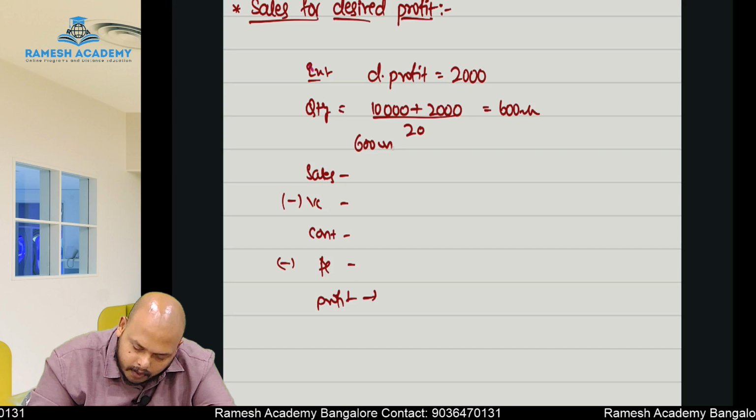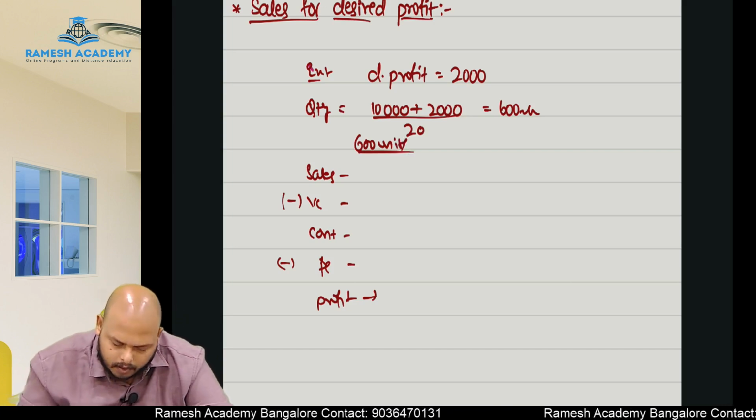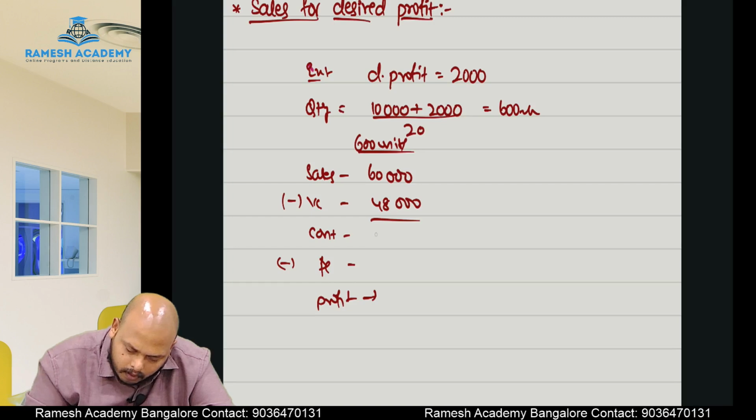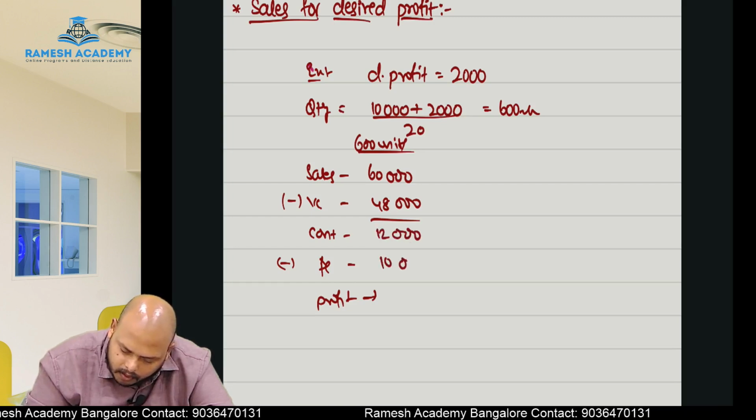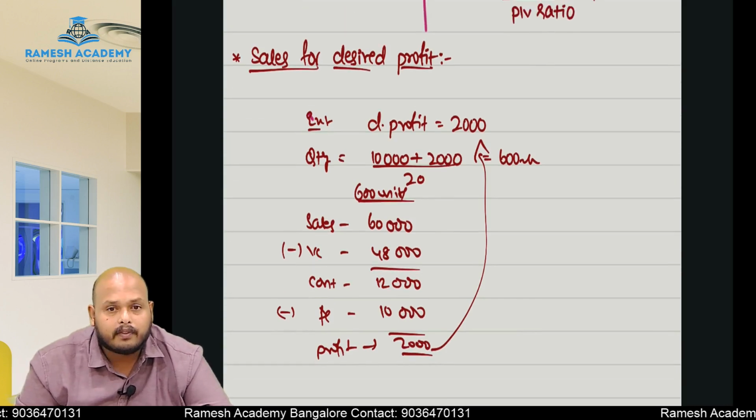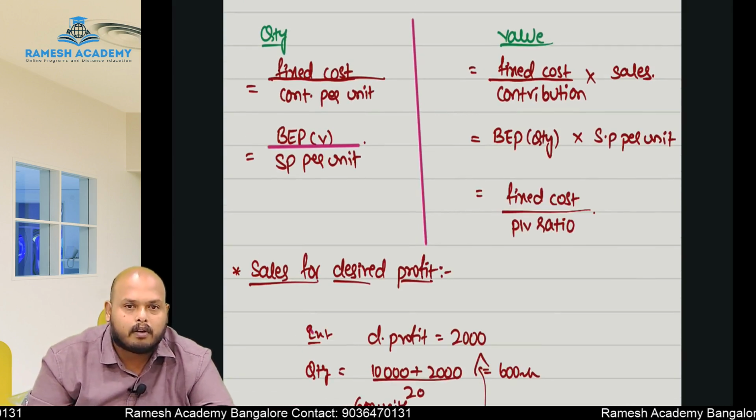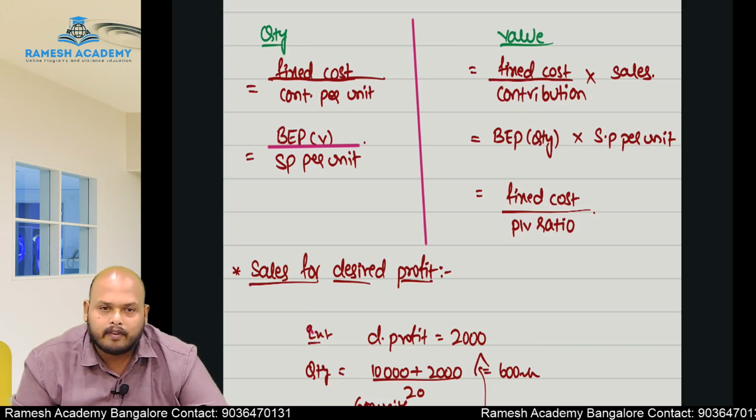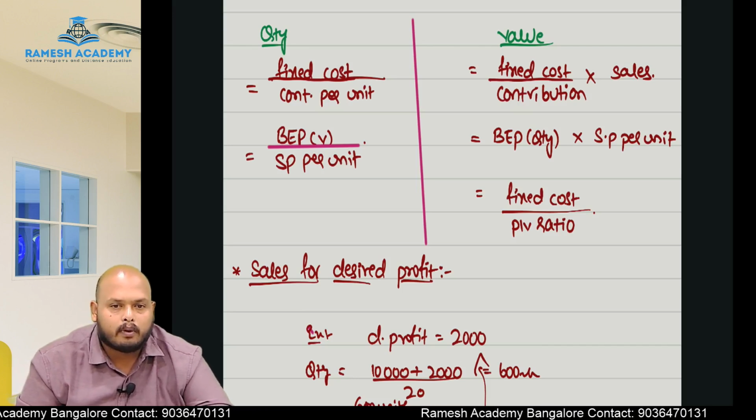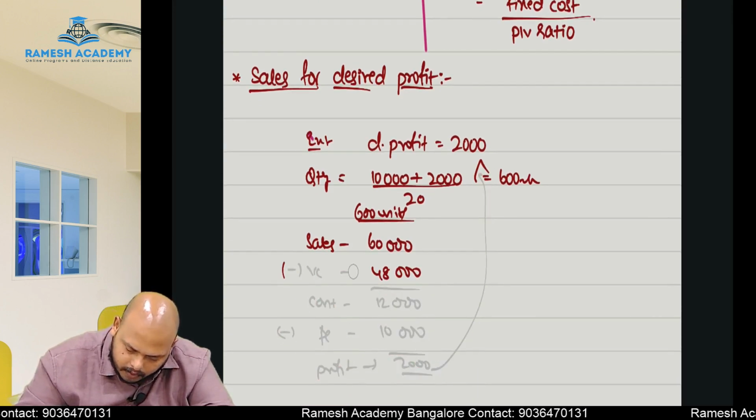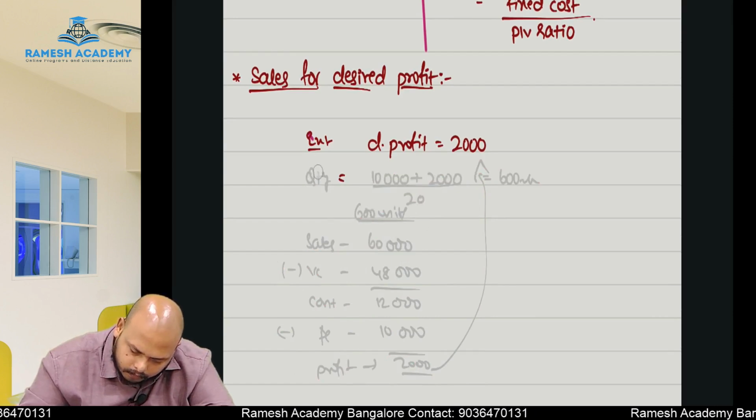Let us cross check 600 units. Sales: 600 into 100 is 60,000. Variable cost: 600 into 80 is 48,000. Contribution is 12,000. Fixed cost is 10,000. Profit will be 2,000. We got it. So sales for desired profit means above fixed cost, whatever amount you desire, we need to add that. That is all. That is called sales for desired profit. Let us write the formulas for this now.